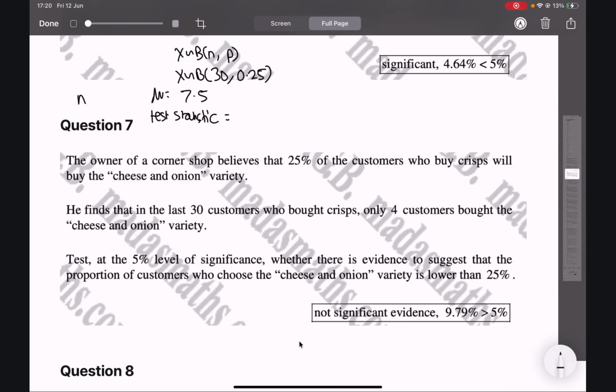And then the test statistic. Wait, I don't get that, the test statistic bit. Yeah, that's a good question. You know how we're expecting 7.5 people to buy crisps? We're just going to say let P be the probability of them buying cheese and onion. So we're expecting 7.5. The test statistic is the bit that the shop owner found. So what did the shop owner end up finding? 4. Exactly, that's the test statistic.